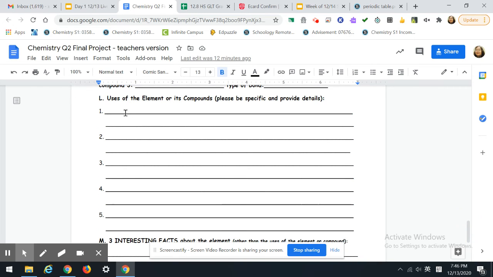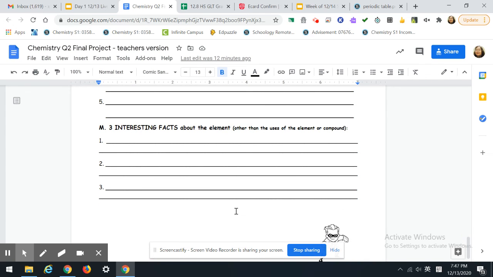Then L is uses of the element or its compounds. You can write the element itself. For example, if you're working on carbon, you can write the uses of carbon in the real world, and then you can also write carbon dioxide and methane. Those are all carbon products. Please make sure you write the details of the compounds and where we use them. Be more specific about the application. Please write at least 5 of those applications.